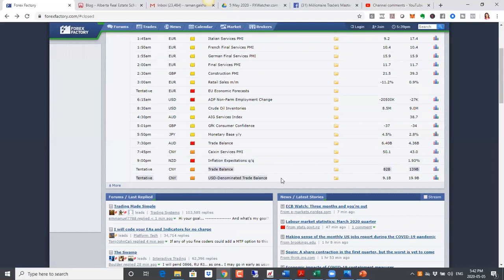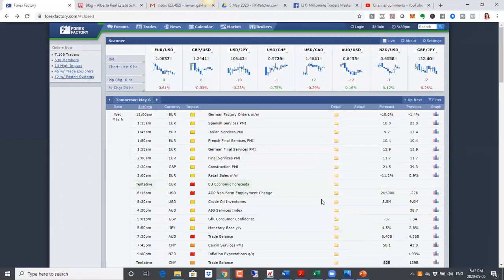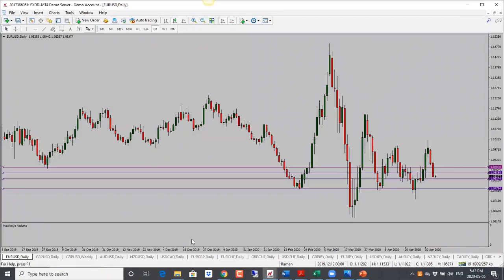And we have trade balance numbers here from China. It is expected to drop. Now, if this comes in better than expected, that will again be better for Australian dollar and New Zealand dollar. So we'll see how it goes. Let's go on to our charts now.